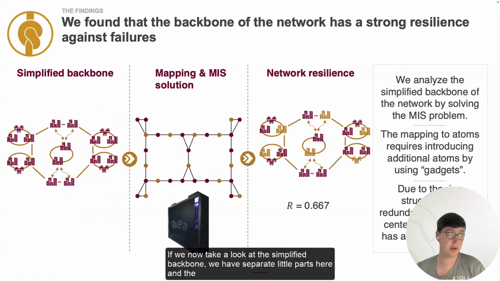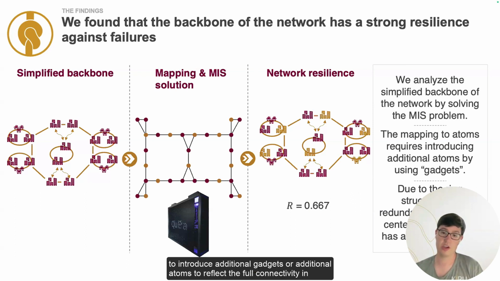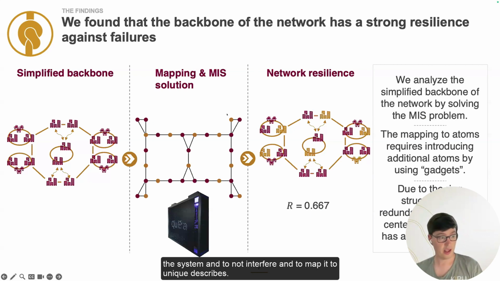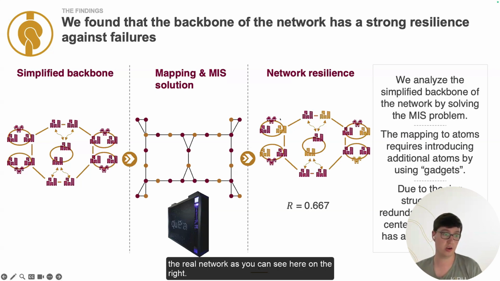If we now take a look at the simplified backbone, we have separated the parts here, and the subnetwork structure we just modeled as one node in these rings. By doing this, we map the network onto neutral atoms, where most of the atoms, like for example the central part here, are reflected by individual atoms, but we also had to introduce additional gadgets, or additional atoms, to reflect the full connectivity in the system, not interfere, and map it to unit disk graphs. We then solved the MIS problem of these neutral atoms on the device, obtained the solution, and then by doing some post-processing, we mapped back the MIS solution onto the real network, as you can see here on the right.